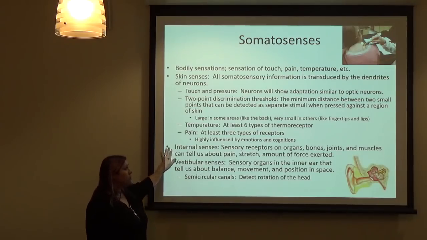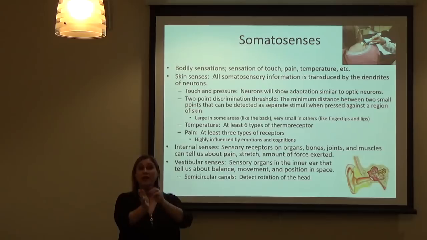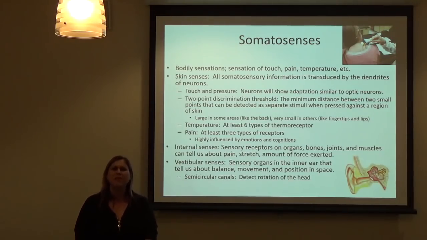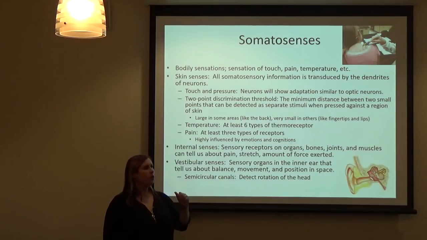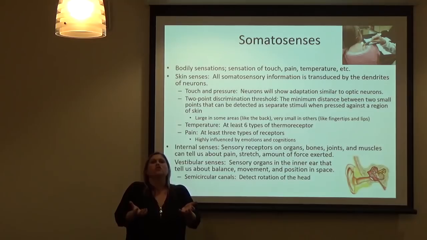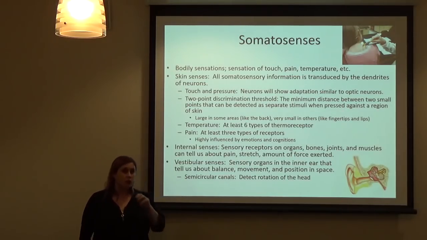You do have internal receptors in your organs and your joints, and this allows you to tell how heavy something is. When you're picking up something heavy, there's a lot more stretch of your tendons and joints. And that's how you can tell, by that stretching, how heavy something is.